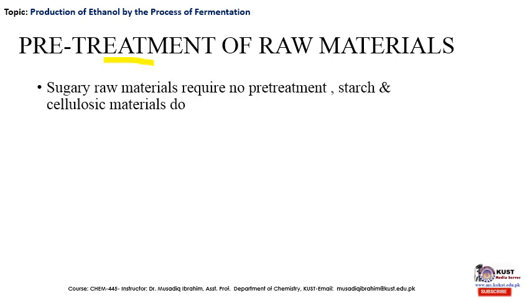Now moving towards the pre-treatment of the raw materials. So it means that if you are going to use certain raw materials, do you need to treat them with certain chemicals or wash them or add certain other nutrients to them? So the sugary raw materials require no pretreatment, but the starch and cellulosic material do require the pretreatment.